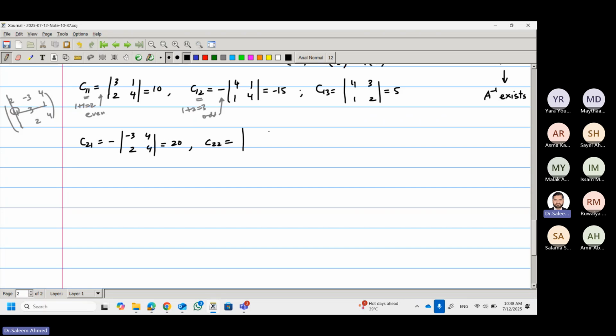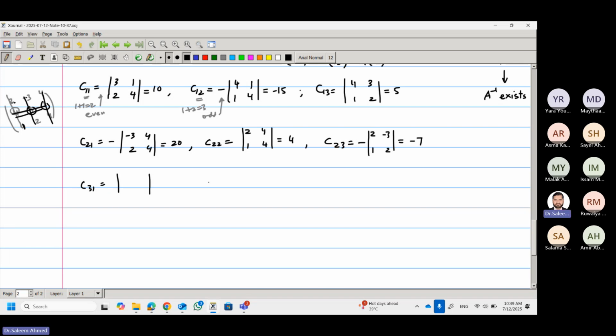Then C22 is plus. 22 means this one, right? So this row, this column is gone. So 2, 4, 1, 4. You can use the pencil here and remove the lines, then go to the next one so that you don't have to write 8 minus 4 is 4. Then C23. 23 will give you a minus sign. Right? So 23 is this. So now this row and this column are gone. So 2 minus 3, 1, 2. So that is 4 plus 3, 7. So minus 7.